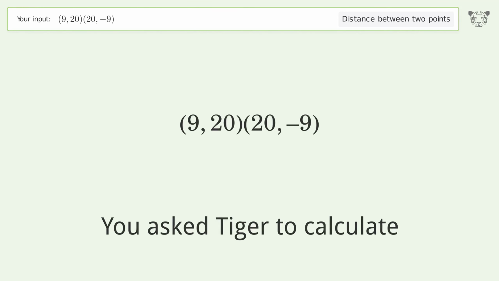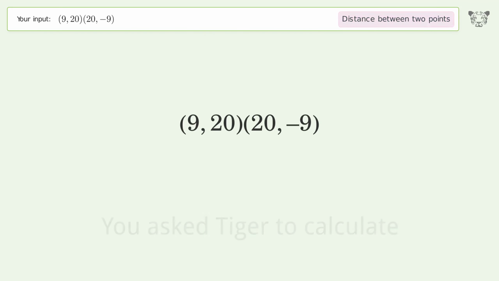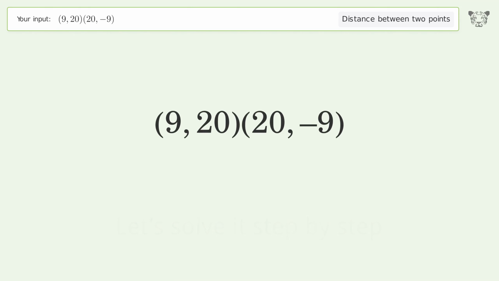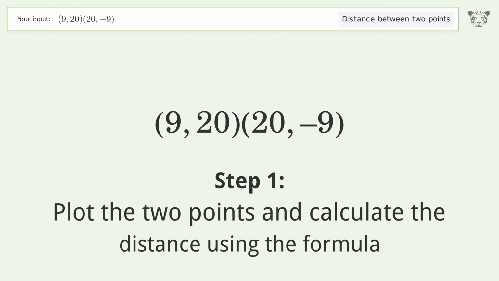You ask Tiger to calculate. This deals with the distance between 2 points. The distance between the 2 points is the square root of 962, or 31.016. Let's solve it step by step. Plot the 2 points and calculate the distance using the formula.